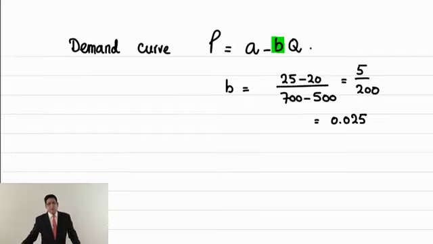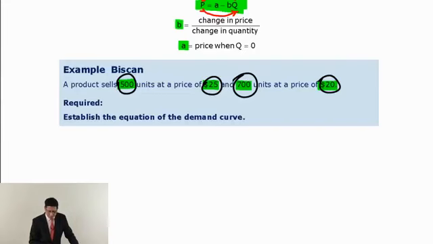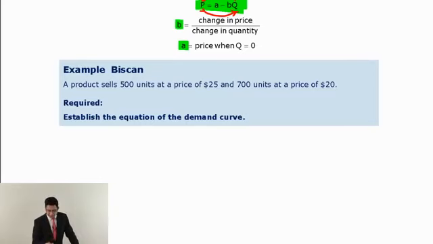Now afterwards, once we have developed this, we can find the value of A by substituting any of the P and Q combinations. Whether you substitute one combination or another doesn't make any difference. Just make sure to pick a whole combination of price and quantity, meaning that in this question there were two pairs or two combinations given.